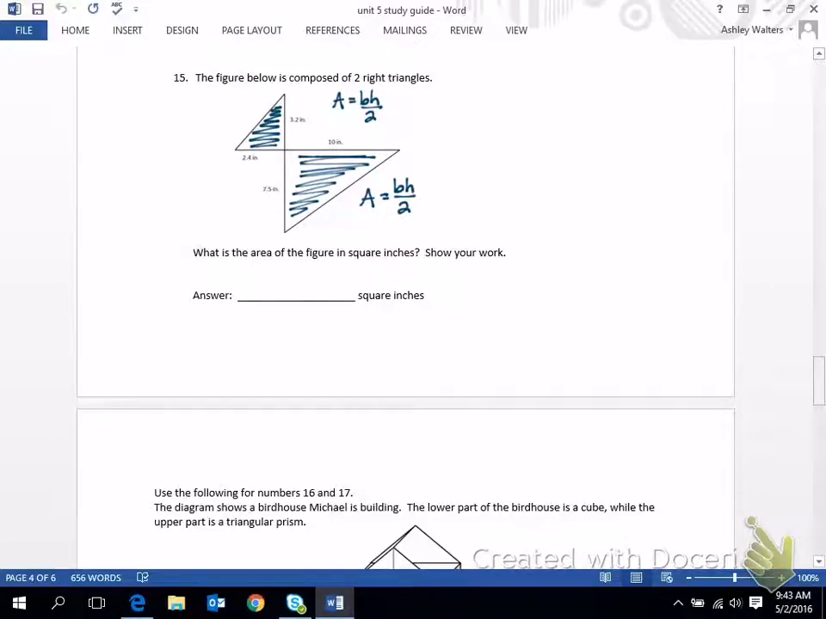So in the small right triangle, the measures are 3.2 inches by 2.4 inches. So when you multiply 3.2 times 2.4, you get 7.68. And when you divide that by 2, you get 3.84.